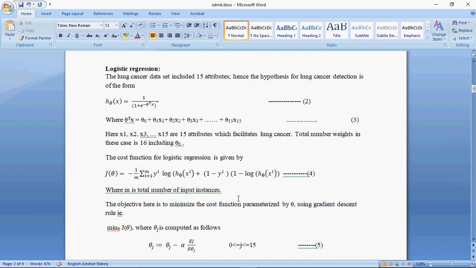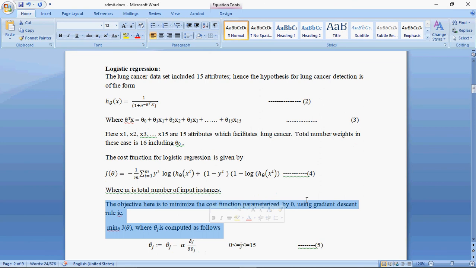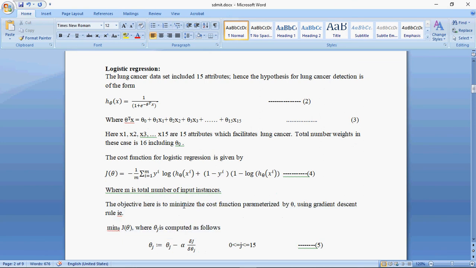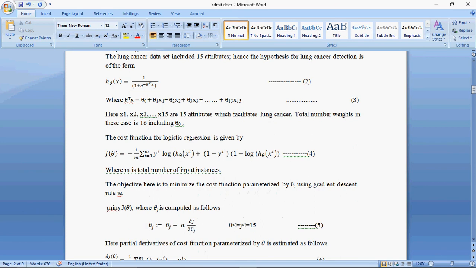So the objective is to minimize the cost function parameterized by theta. Measure the cost function, and whichever thetas give you a very small value of cost, those are the thetas you need to pick. When you modify the values of theta using the formula, this happens to be the gradient descent formula.